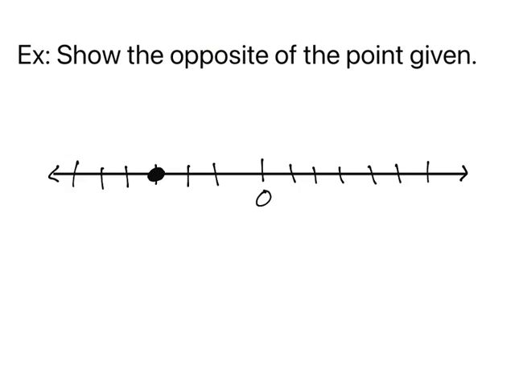So you'll show the opposite of the point given. And you'll notice I did not use numbers other than 0. So from 0, we say, okay, I start here, and I'm going 1, 2, 3 units. In this case, I move to the left. So to find the opposite, again, I start at 0, but I'm going to go 3 units to the right. And so that point there is going to be the opposite.